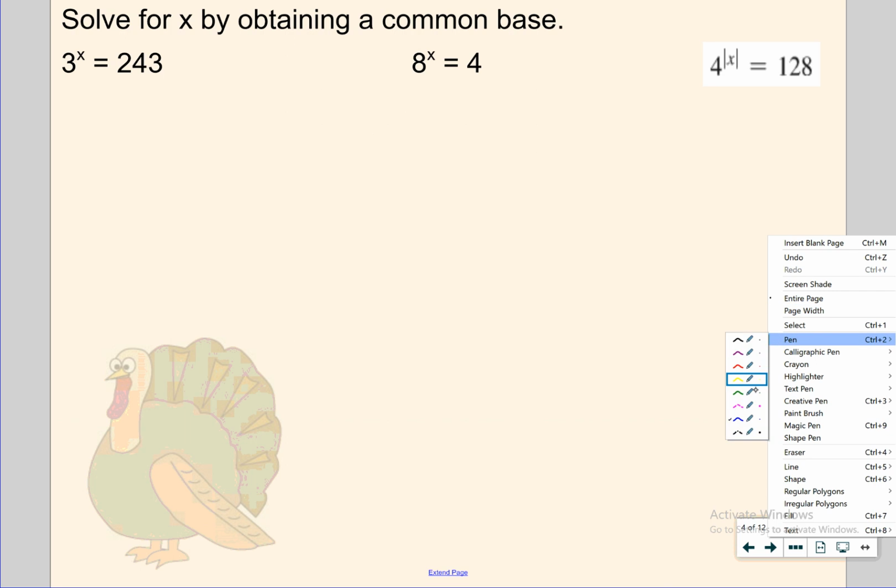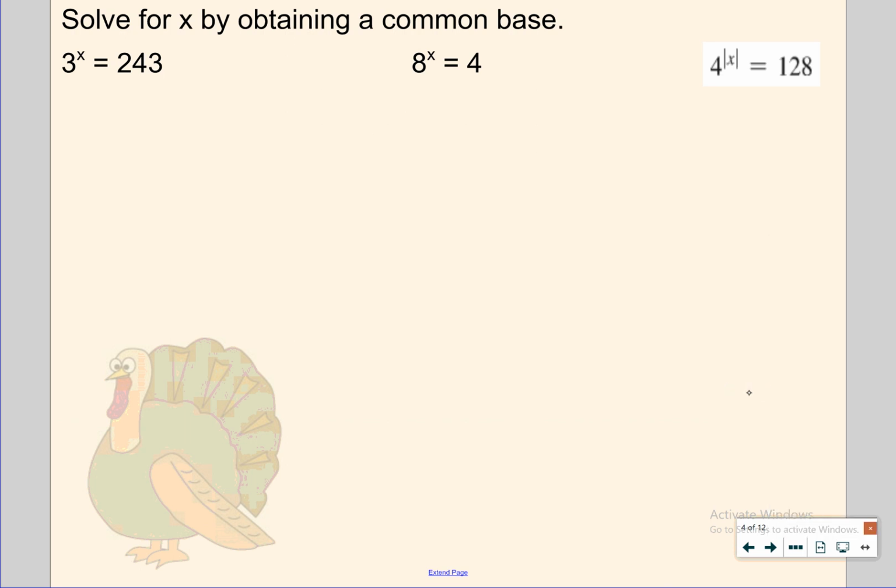Let's solve a couple exponential equations to start. In some cases, you're going to get lucky where on both sides of your equation, you can write those bases as the same base. Like if I had a 2 and a 4, those are both powers of 2. Or if I had a 3 and a 9, those are both powers of 3. So occasionally we get lucky and our bases can be written as the same base. So here, 3 and 243 are both powers of 3.